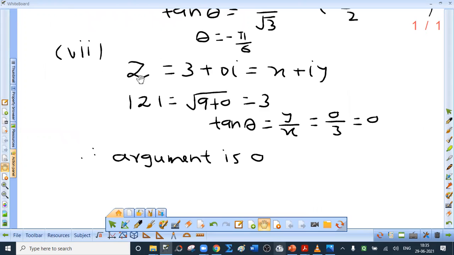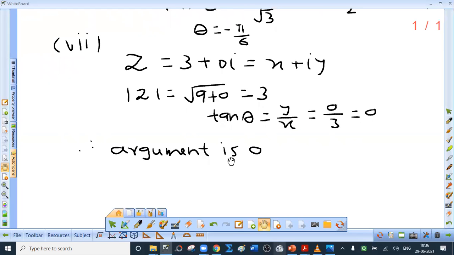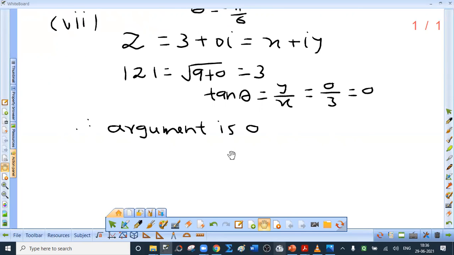Now sum number 7. z is 3, that is 3 plus 0i. Compare with x plus iy. What is modulus of z? Root 9, that is 3. What is tan theta? y upon x. So 0 upon 3, that is 0. So what is the argument? 0. You may say, sir, how can you write 0? Write 0 degree. See, 0 degree means 0 radian. And the convention is, if the angle is in radian, we do not mention its unit. That is why.